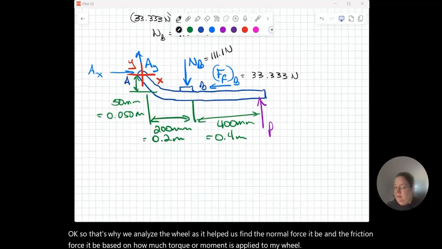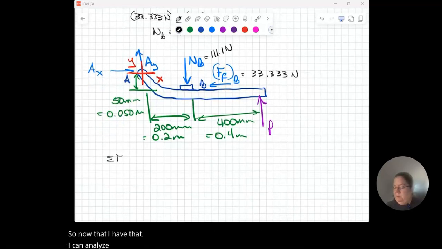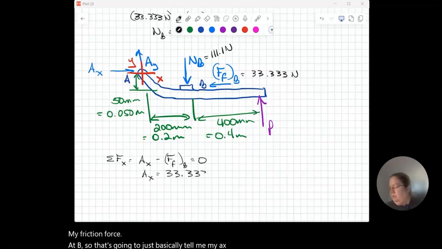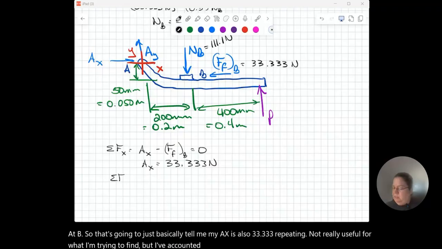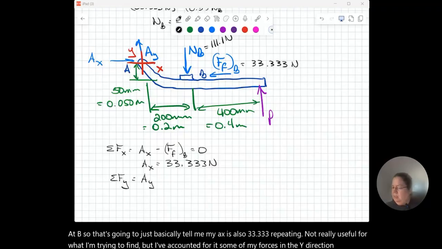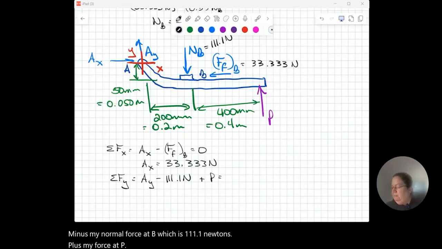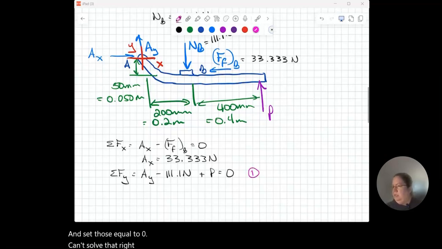So now that I have that, I can analyze my lever. So my forces in the X, I've got AX minus my friction force at B. So that's basically going to tell me my AX is also 33.333 repeating. Not really useful for what I'm trying to find, but I've accounted for it. Sum my forces in the Y direction. I have AY minus my normal force at B, which is 111.1 newtons, plus my force at P, and set those equal to 0. Can't solve that right now, so I'll call that equation 1.